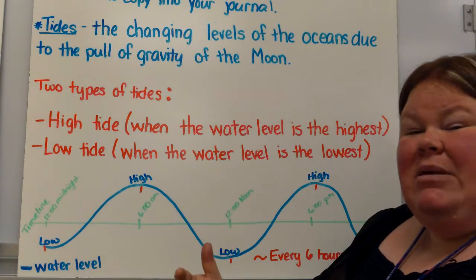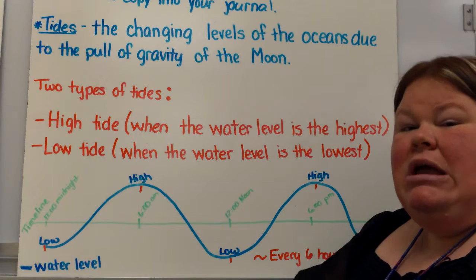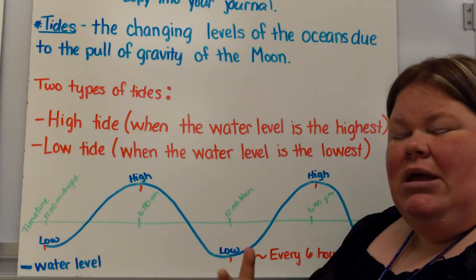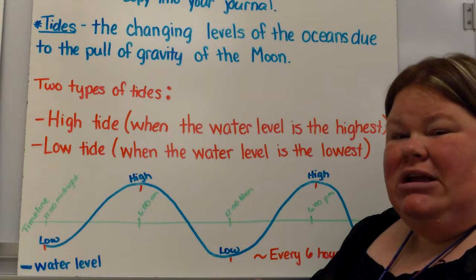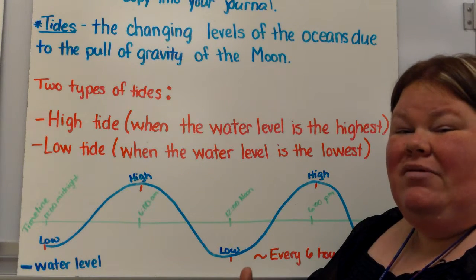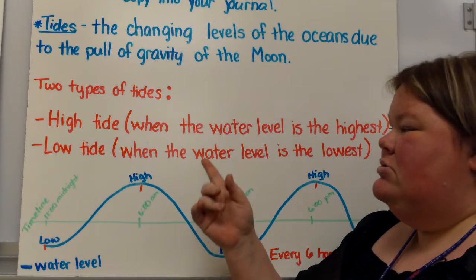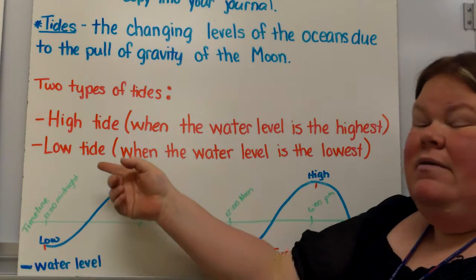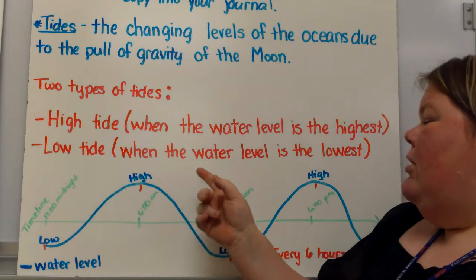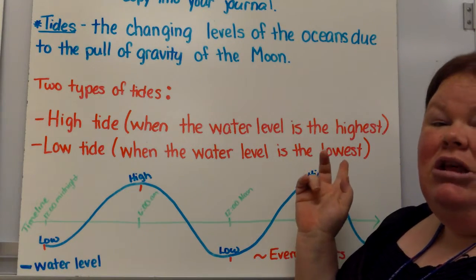So if you're at the beach and you build a sandcastle and the water starts coming in and starts washing away your sandcastle, then the tide is coming in. The water level is getting higher, which is what's called high tide. Then we have low tide, which is just the opposite, when the water level is at the lowest.